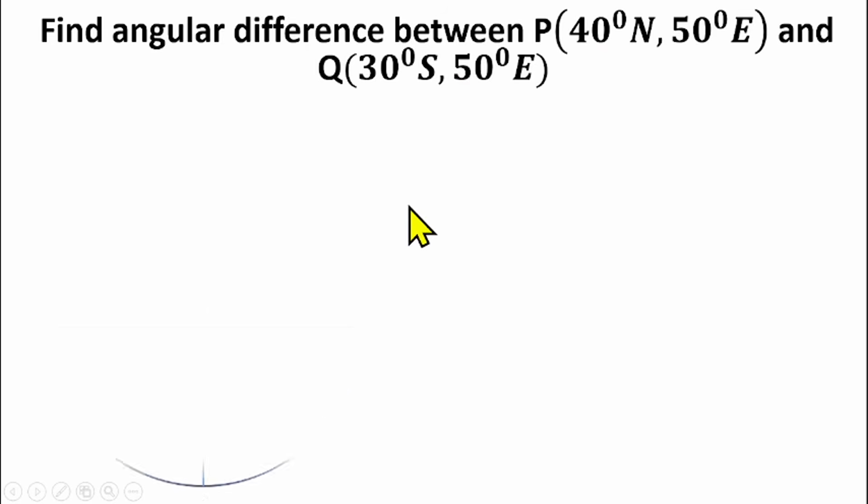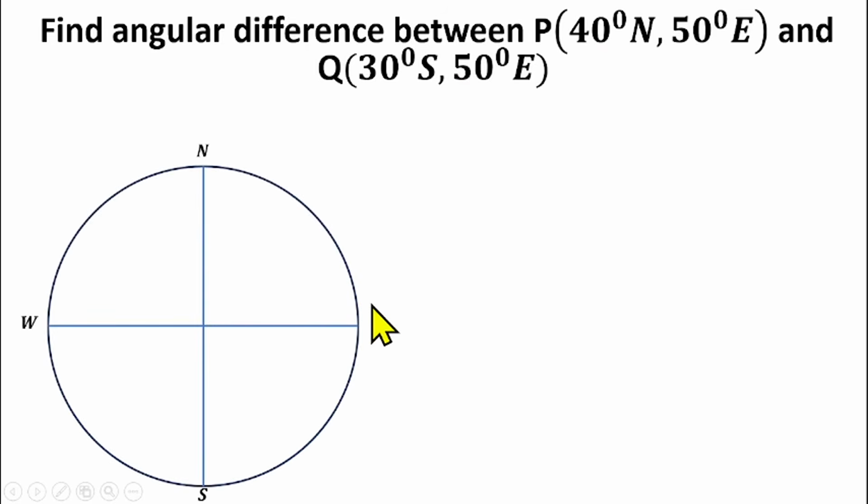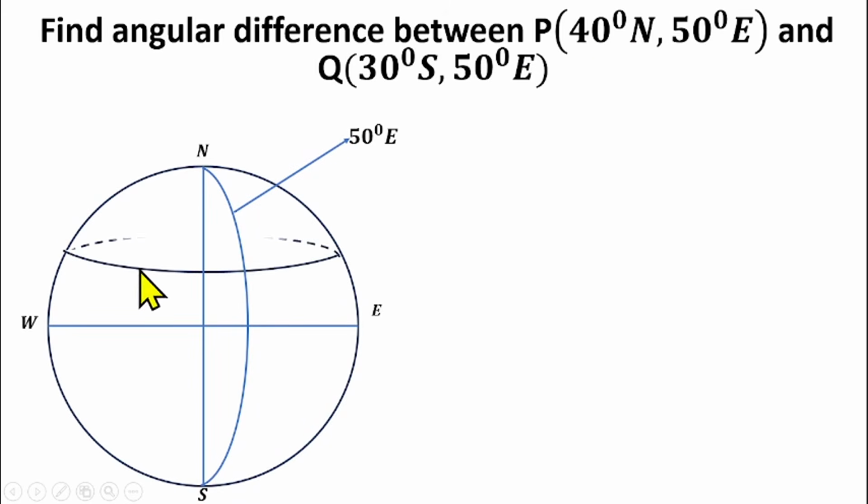Let's use that diagram to find it. Both point P and point Q are on the same longitude, which is 50 degrees east. Draw what they have in common first. If I draw the line of longitude 50 degrees, I will label it 50 degrees east. Then point P is on 40 degrees north of latitude, so I will draw that 40 degrees north of latitude to represent point P.